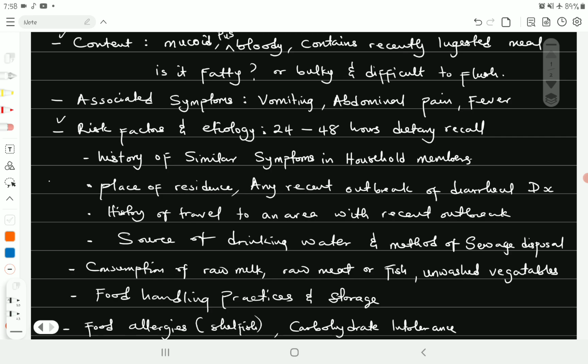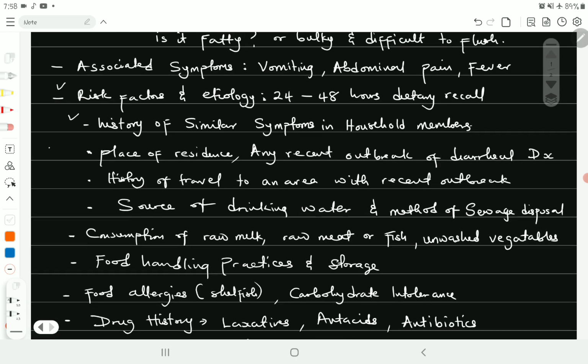Then you also need to ask about history of similar symptoms in household members. Now you know that by the time a family of 6 went for a party, and by the time all of them came back, all 6 of them came down with acute gastroenteritis, you should suspect that this is food poisoning. They must have eaten something contaminated at the party they went to.